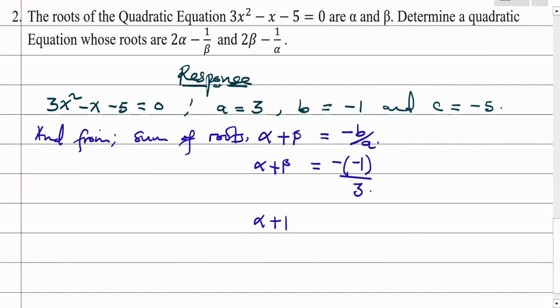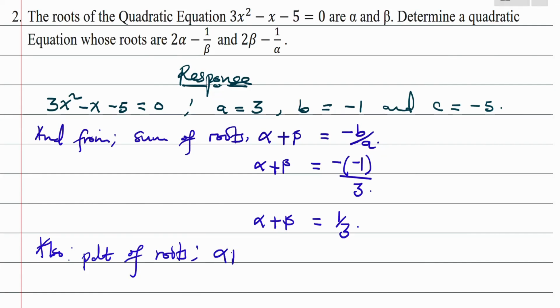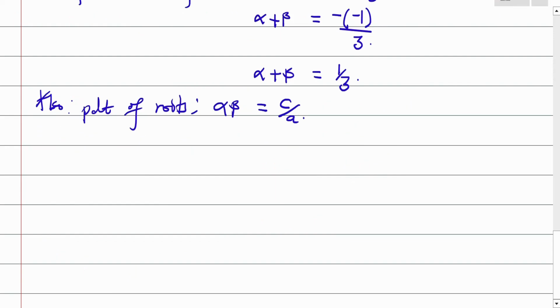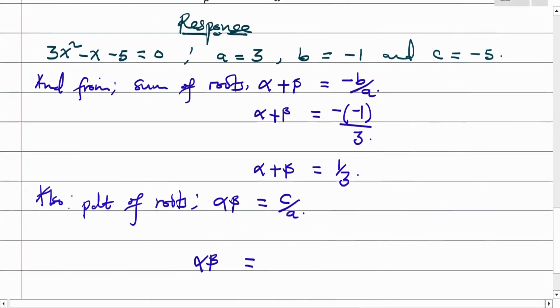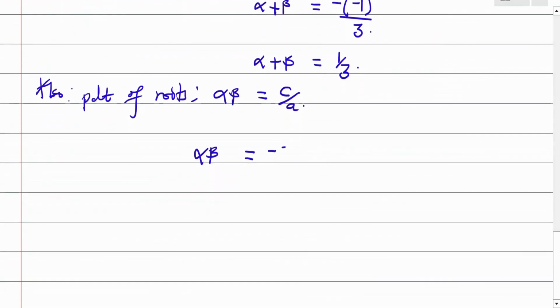So the sum of roots of this equation is going to be a third. Also, the product of roots, alpha multiplied by beta, equals C divided by A. Therefore, we have the product alpha multiplied by beta being equal to, let's substitute in, our C is negative 5 and our A is 3. So we are going to have negative 5 divided by 3. So this is our product.